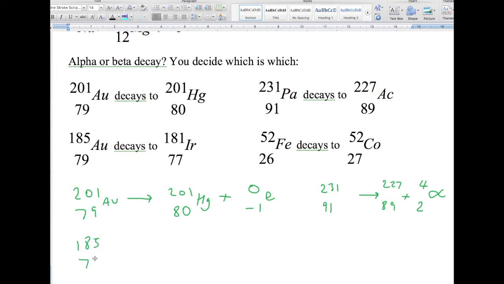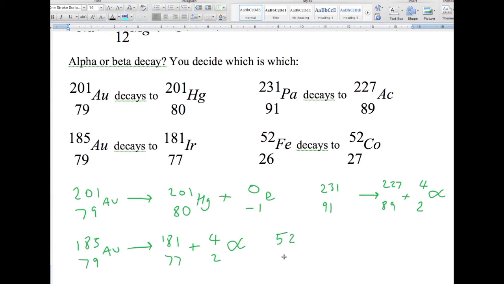And this bad boy, 185 to 79. Pause the video, have a shot at it, and then turn the video back on and see if you've got it right. So that's going to be added to what? Hang on then, so 181, I need to add 4 to that to turn into 185. That's 77. I need to get to 79, so that must be 2. So that is also our alpha.